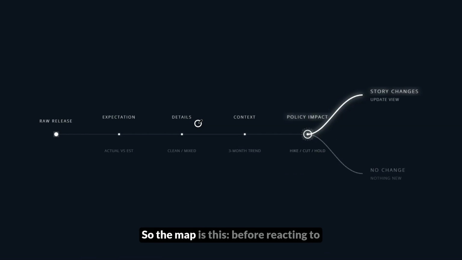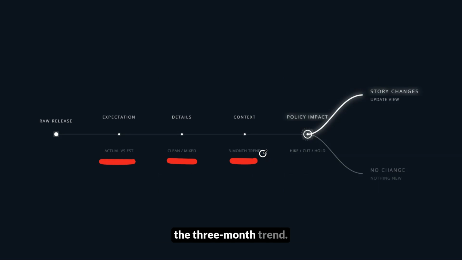So the map is this. Before reacting to any economic data, ask what the market expected, understand how things have deviated or not from expectations, then read the details, I've shown you how you can do that with ChatGPT, for instance. Then decide whether it's mixed or clean, whether the details confirm what the headline says, and then put everything into context. Put the number into the 3-month trend. Is inflation still rising or is inflation still falling over the 3-month trend? Because all of this is going to feed the core, the pillar of the decision-making framework.